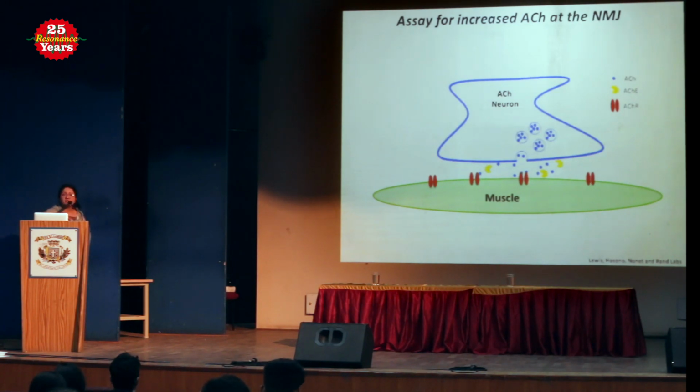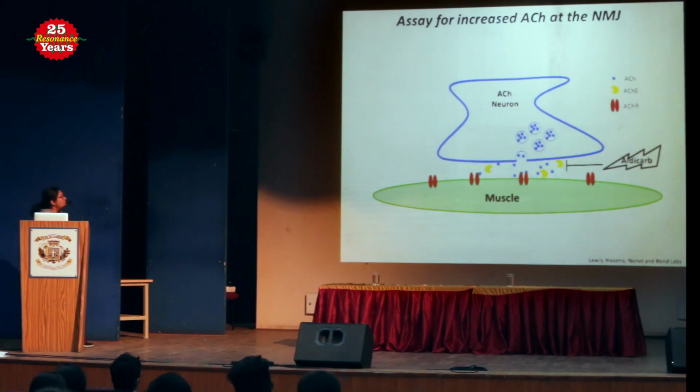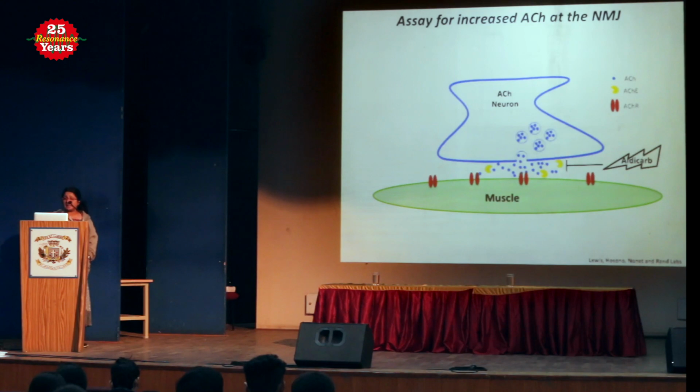If you get rid of the esterase, you will have more acetylcholine. That seems very simple. So there's a drug available in the market which is called aldicarb. This inhibits the activity of the esterase. So if you add this drug, you have too much acetylcholine. Now we first want to test that this is indeed the case.